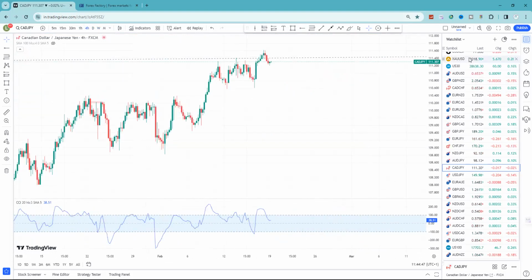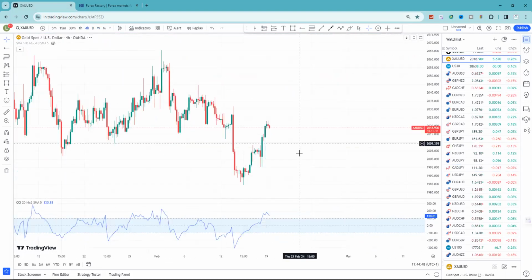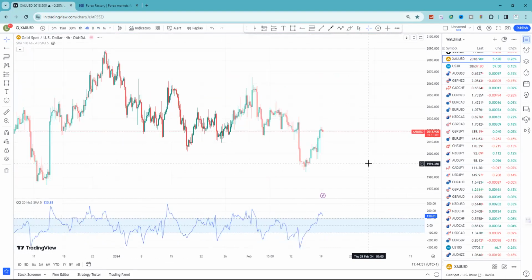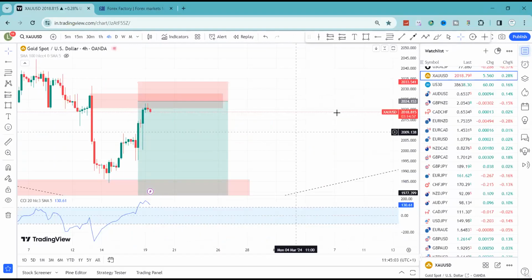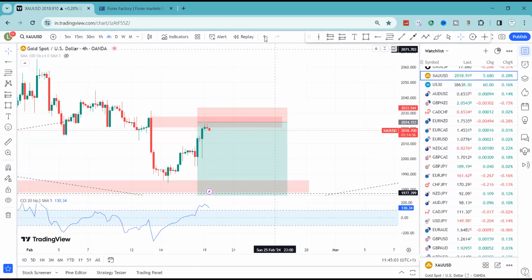Let me also quickly touch gold so that we can see that. So for gold, I'm expecting a massive sell, guys. I'm expecting a massive sell on gold, and let me just quickly show you what I am expecting on gold.